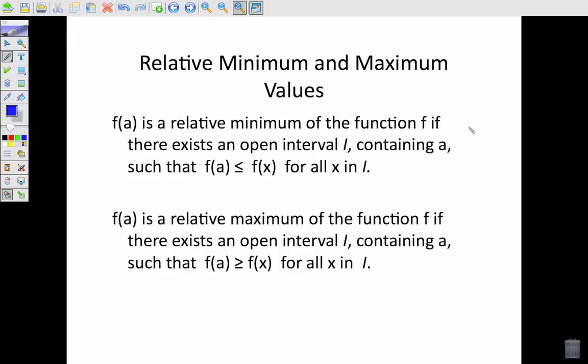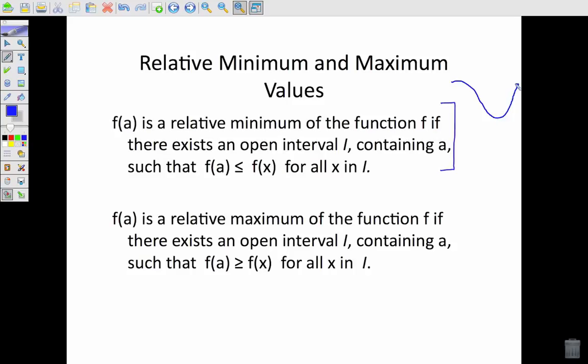All right, the last thing that we have to talk about is relative minimum and maximum values, which we'll use the calculator to find. A relative minimum of the function exists if there exists an open interval I containing a such that f of a is less than or equal to f of x for all x in I. Okay, let's just talk about what this means.